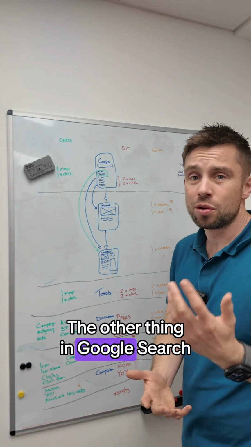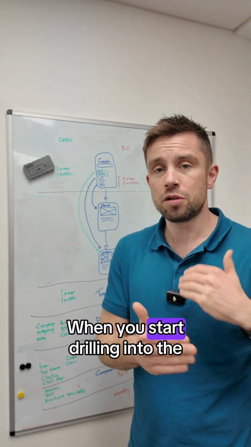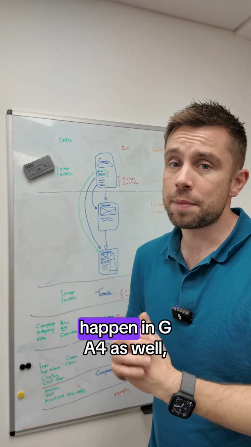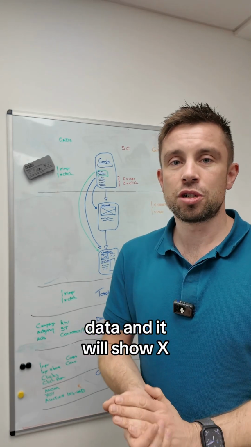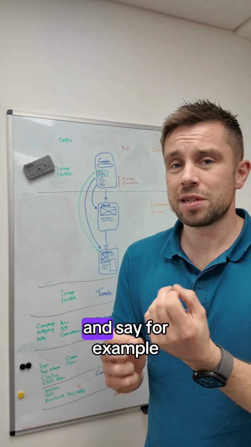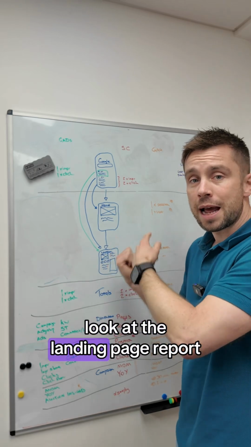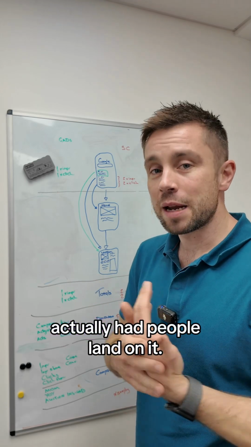The other thing in Google Search Console specifically to be aware of is sampling. When you start drilling into the data too much in Google Search Console, they will apply sampling. This can happen in GA4 as well, where you'll look at the data and it will show X volume of impressions and, for example, 0 clicks, but you can go into Google Analytics, look at the landing page report from organic search, and you will see that you've actually had people land on it.